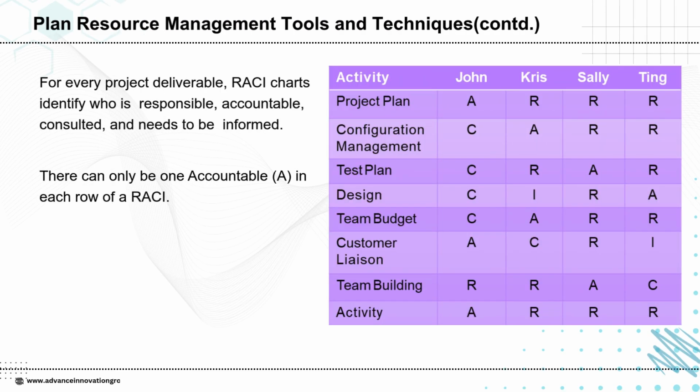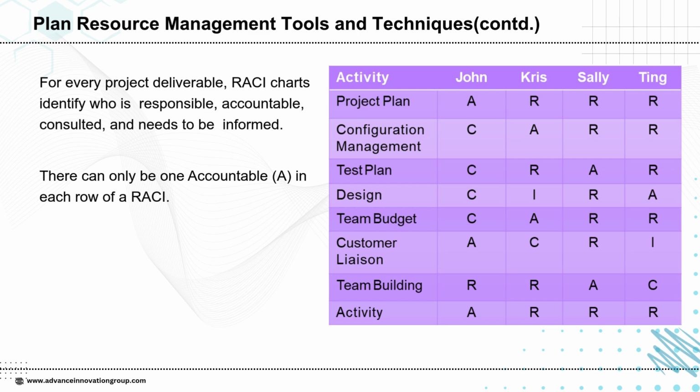In plan resource management, RACI charts play a vital role in clarifying responsibilities for every project deliverable. Each deliverable is analyzed to identify who is responsible for doing the work, who is accountable for ensuring it is completed correctly, who needs to be consulted for input or guidance, and who must be informed about progress. One important rule in RACI charts is that there can only be one accountable per task or deliverable. This ensures clear ownership and prevents confusion over who has the final authority, making communication and decision-making more efficient across the project team.